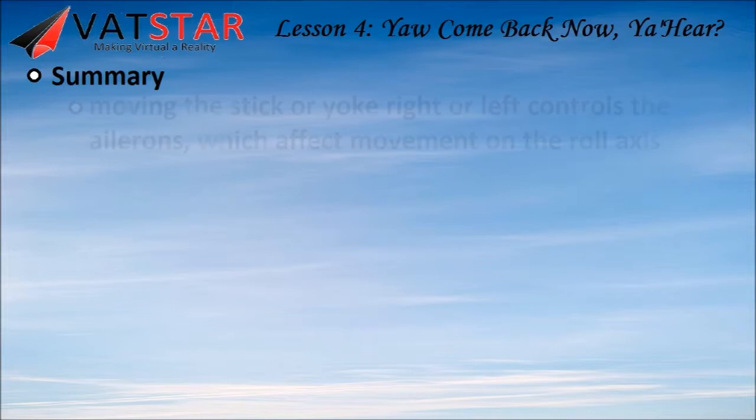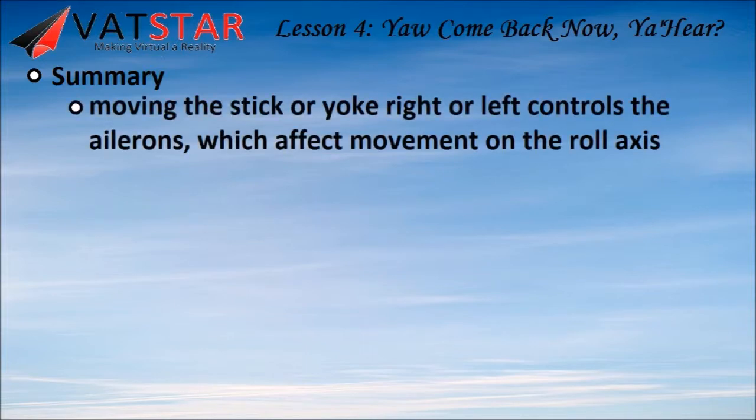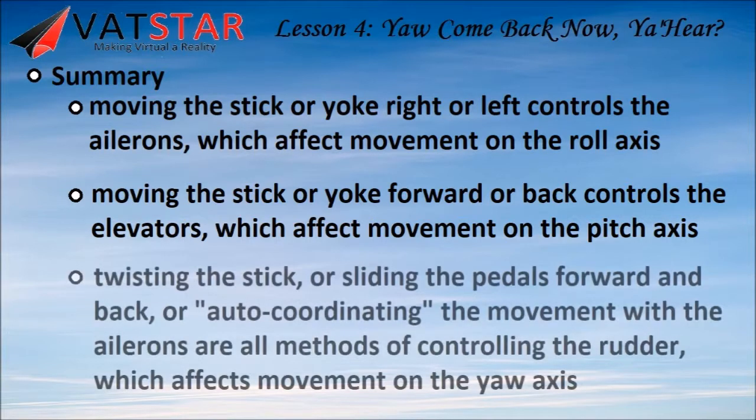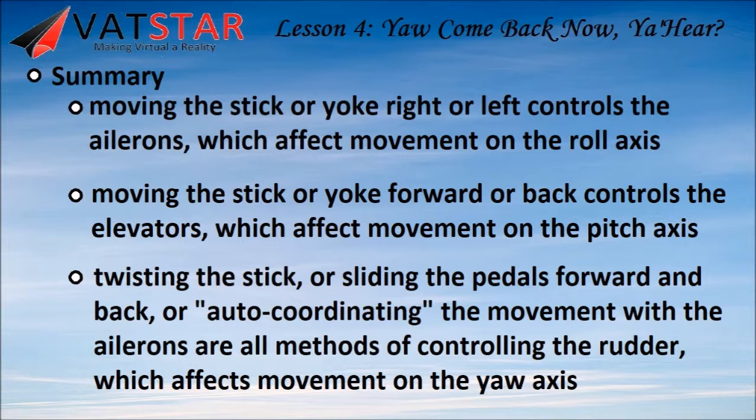Moving the stick or yoke left or right controls the ailerons, which causes the plane to bank on the roll axis. Moving it forward or back controls the elevators, which causes the plane to pitch up or down. The rudder is controlled by pedals, but that might be mapped to your joystick's twist axis, or might be auto-coordinated so it automatically moves in tandem with your ailerons. And the rudder controls the plane's movement on the yaw axis.